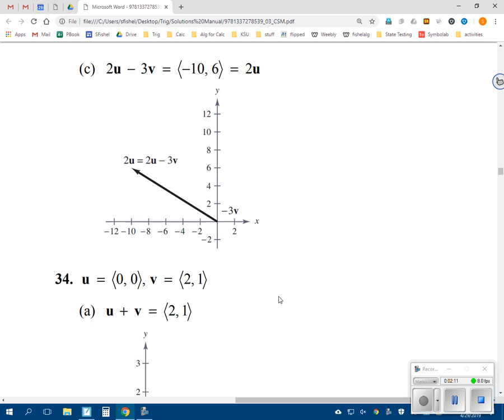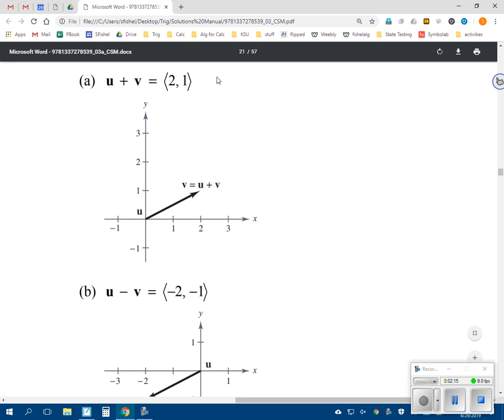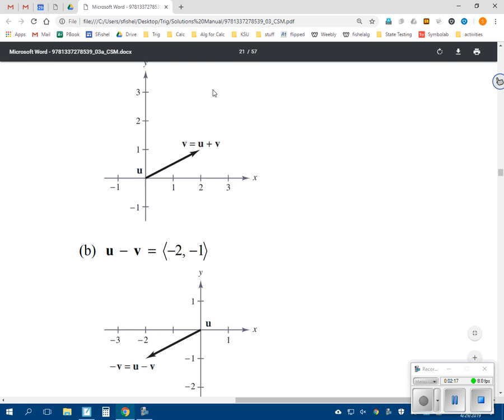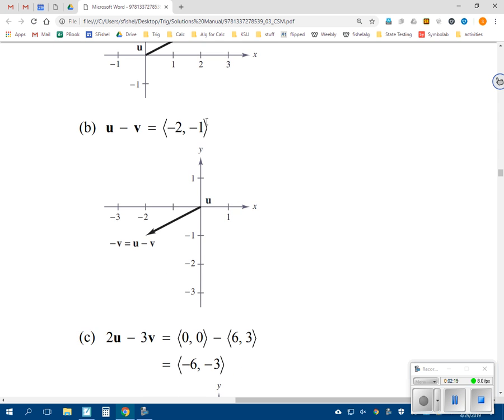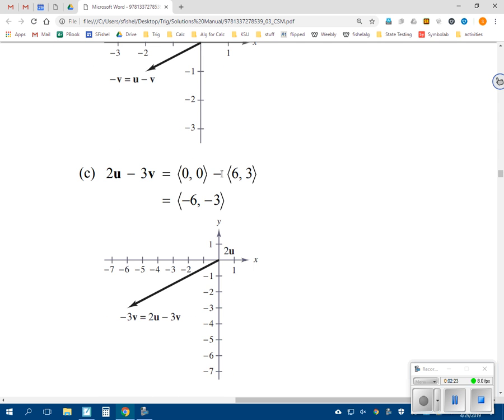Back up here. Here's 34. U plus v is 2, 1. U minus v is negative 2, negative 1. And 2u minus 3v is negative 6, negative 3.